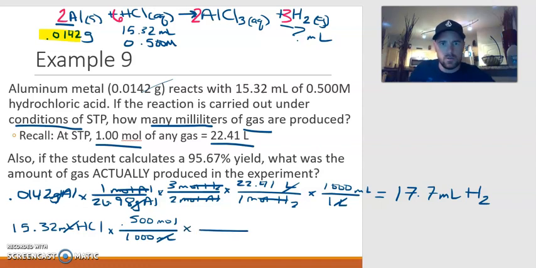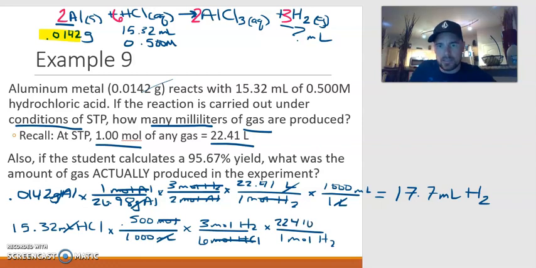Next comes my mole ratio. For every 6 moles of HCl, because that's what we have up here, 3 moles of hydrogen are going to be produced. We're still solving for hydrogen, so I still want to get to that. And then I want to get out of moles of hydrogen into milliliters. So in this one, I'm just going to combine the steps. 1 mole of any gas will occupy a space of 22.41 liters or 22,410 milliliters. I'm just going to combine those. That way I can save myself some space and some time. And I'm calculating those out.